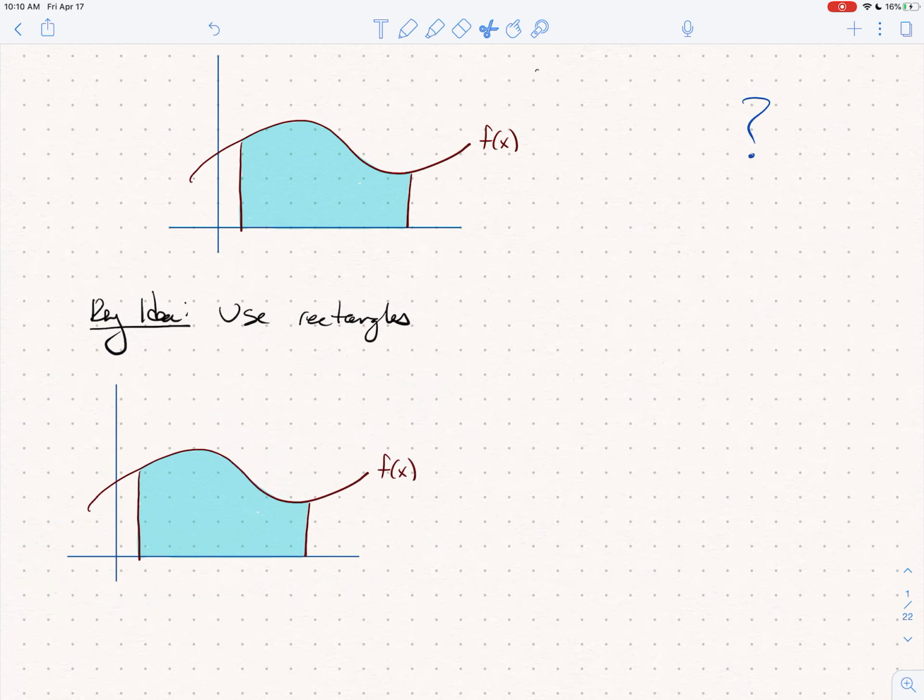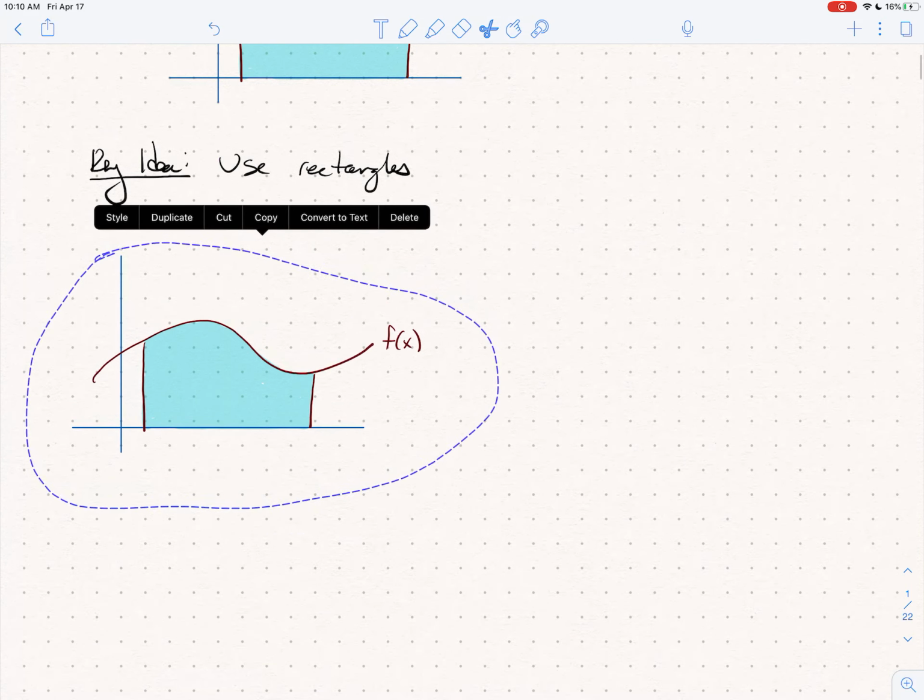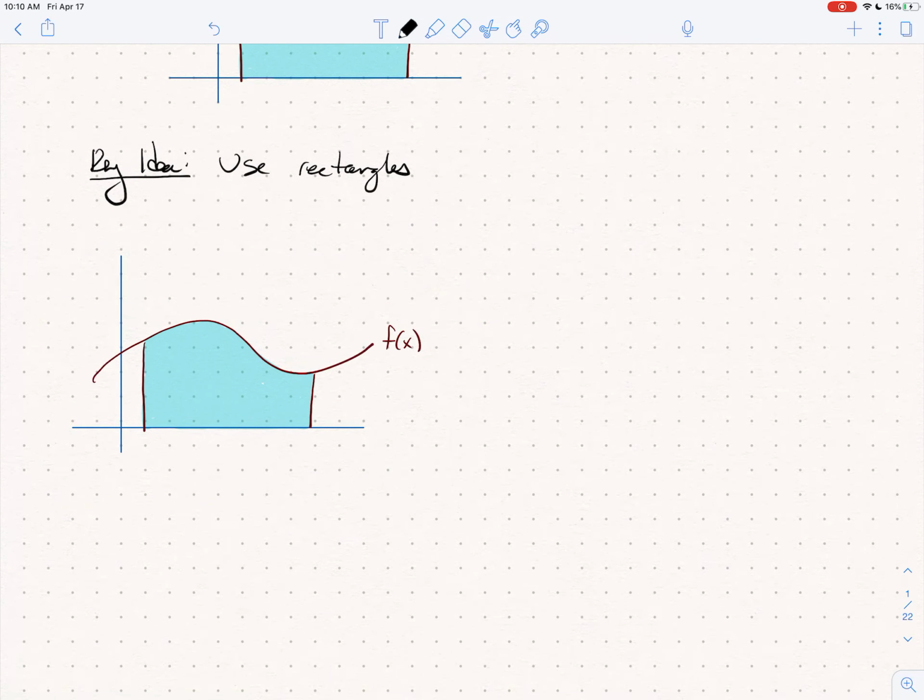So I believe I've pasted our picture already. Oh, there it is. And so here's one way we can do it. We're going to break up the x-axis into a bunch of little pieces. We're going to assume that these little pieces are equal length. Do you see them all? And then I'm going to need to pick a point in each piece.